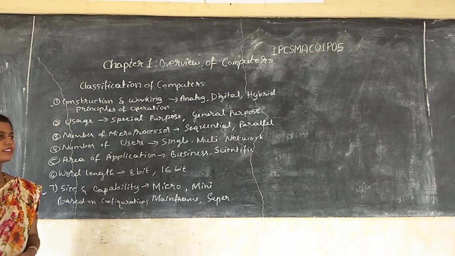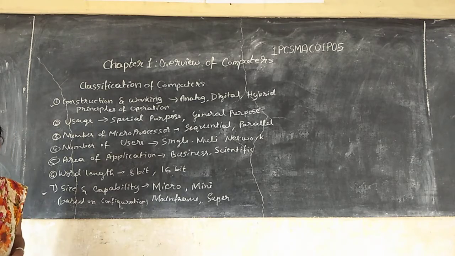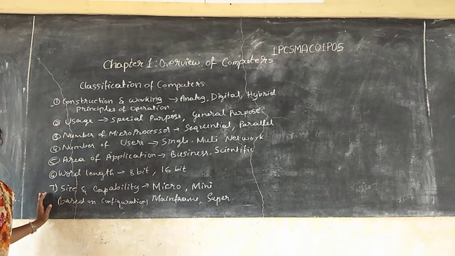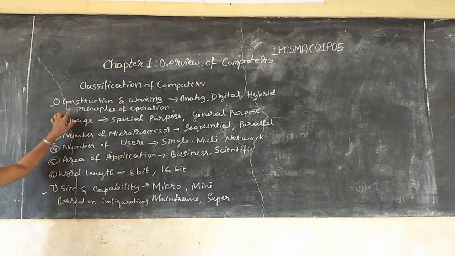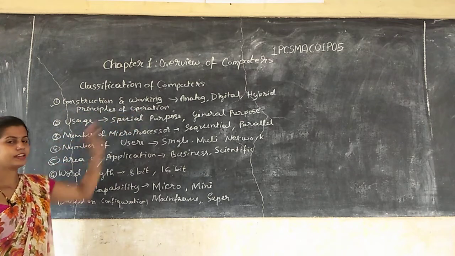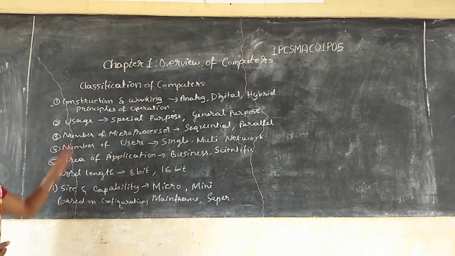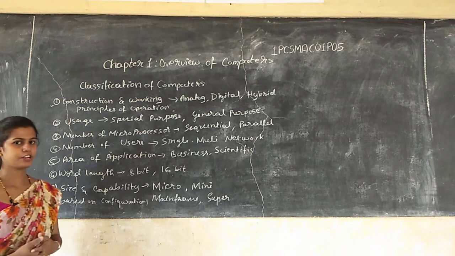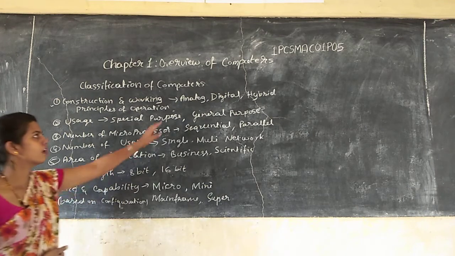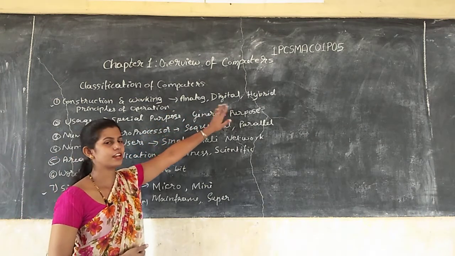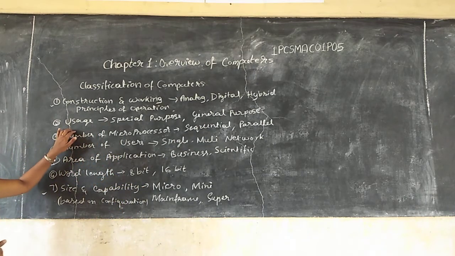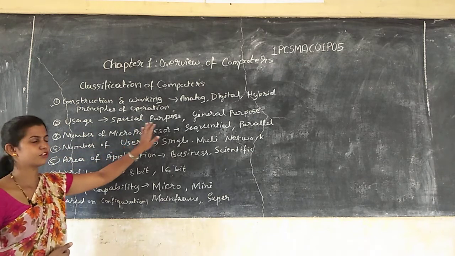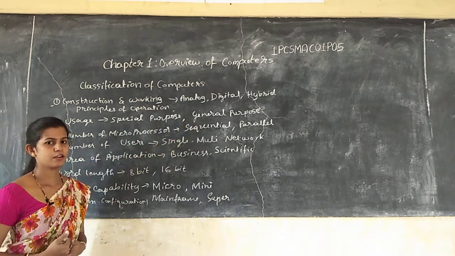The next topic is classification of computers. Let us see how computer is classified based on functionality. First is construction and working. Depending on the construction and working, or depending on the principles of operation, computer is classified into analog computer, digital computer and hybrid computer. And depending on usage, the computer is classified into special purpose computer and general purpose computer.